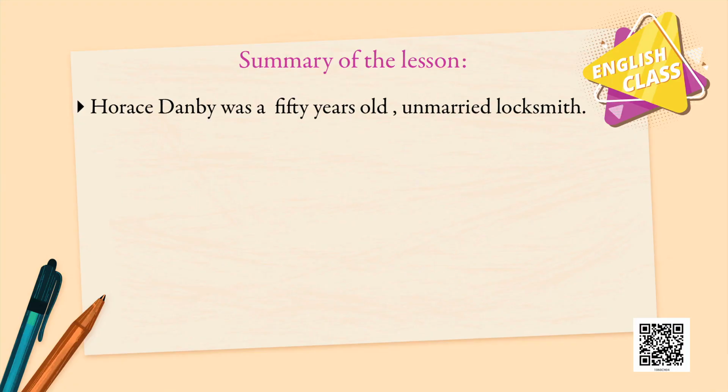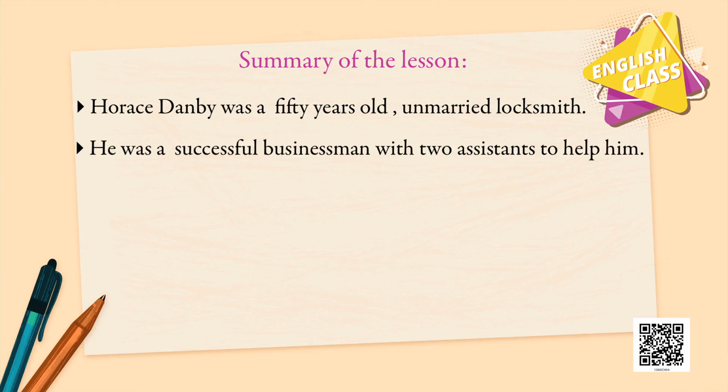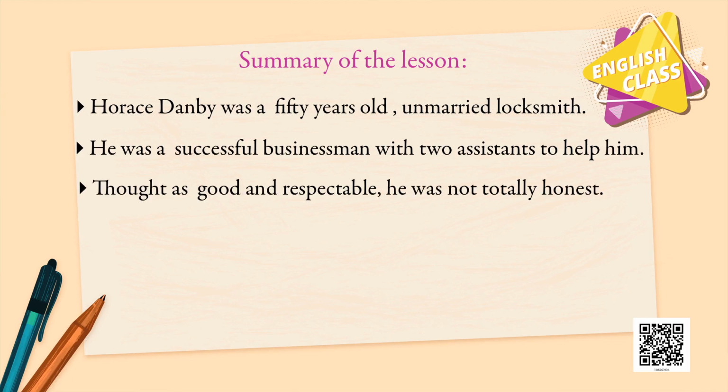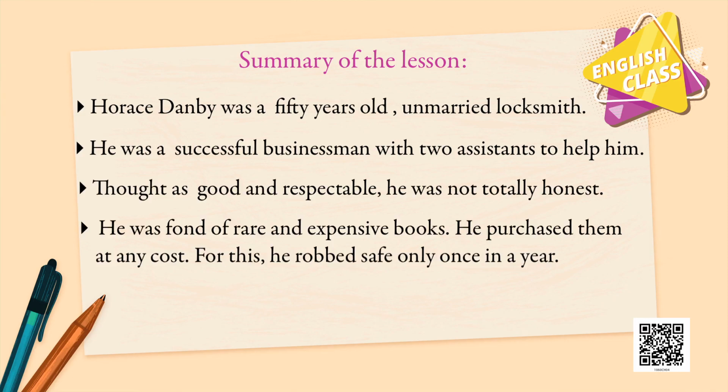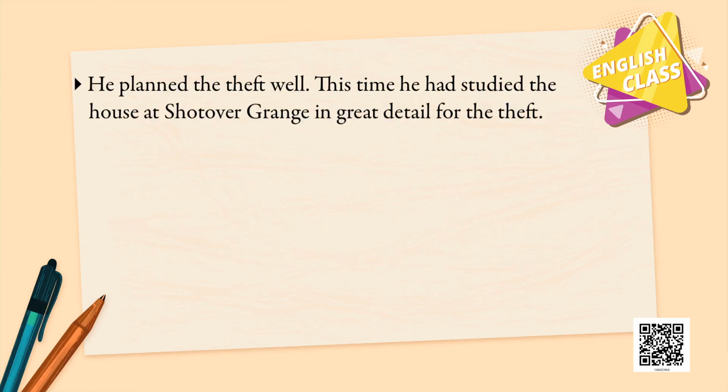I hope everyone has read the chapter. Let us summarize the chapter for you. Horace Danby was a 50-year-old successful unmarried locksmith. He was a successful businessman with 2 assistants to help him. Thought as good and respectable, he was not totally honest. He was fond of rare and expensive books. Expensive, a lot of money. He purchased them at any cost. For this, he robbed a safe every year. He planned the theft well.